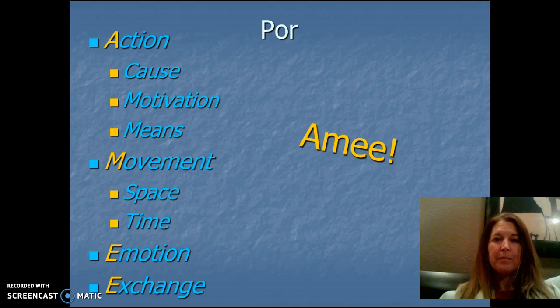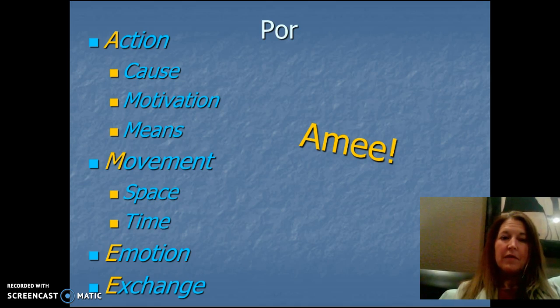Here we go. We have por. Por has different rules than para. And if we want to remember the por rules, we can say AMY. Action, movement, emotion, and exchange. Action. Cause, motivation, or means. Basically how something moves through space and time is going to be movement, and emotion and exchange.